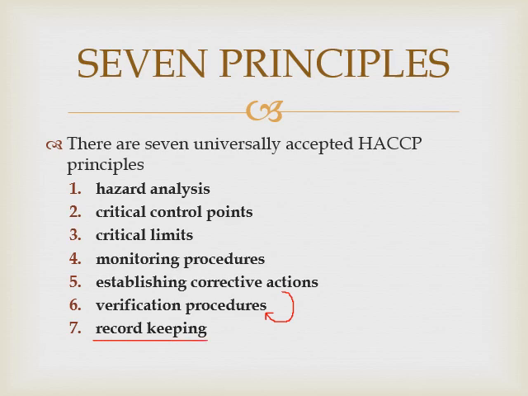Then there's also a verification process, to make sure that your corrective actions are making a difference. And of course, lastly, but most importantly, record keeping. That is so important because often food poisoning incidents turn into legal lawsuits. And that's where your record keeping is absolutely critical if you want to stay out of trouble.